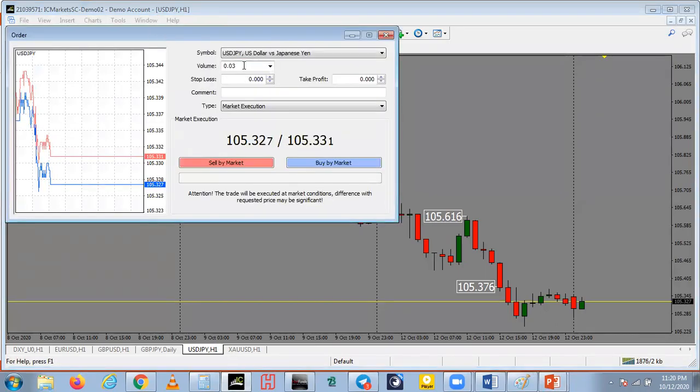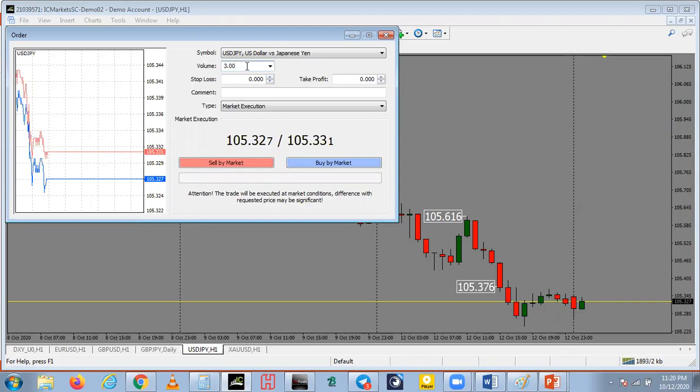Look at that. So this is a micro lot, 0.03. So if I change this to 0.30, what's this? A mini lot, right? Now what if I do this? 3.00. This is three standard lots. For every one pip, I'll be making $30.